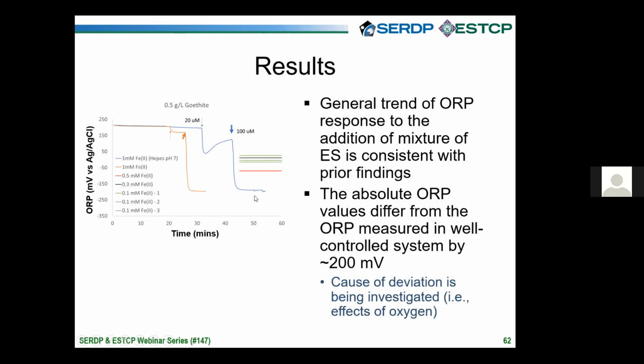But the problem we identify here is that the absolute ORP value of this system is different from the ORP measured in the well-controlled system in the anaerobic chamber by nearly 200 millivolts. So we're still in the process of diagnosing the cause for this deviation. We think it's probably caused by some of the residual oxygen present in the glove bag that was not completely removed during the evacuation process.